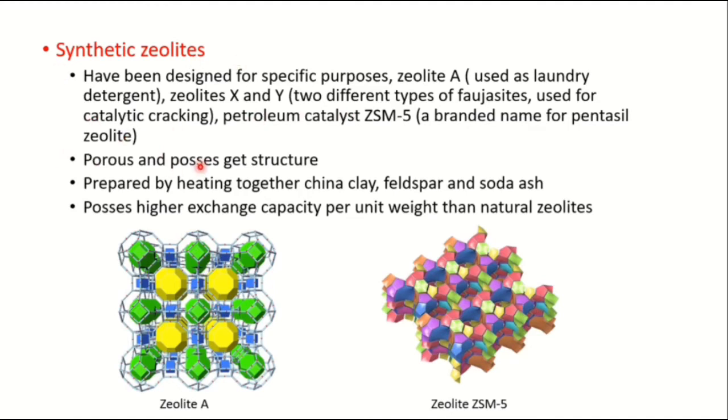It is a porous material processed to get a structure. It is prepared by heating together china clay, feldspar, and soda ash, and is processed to get a higher exchange capacity per unit weight than natural zeolite. That's all from me. Thank you.